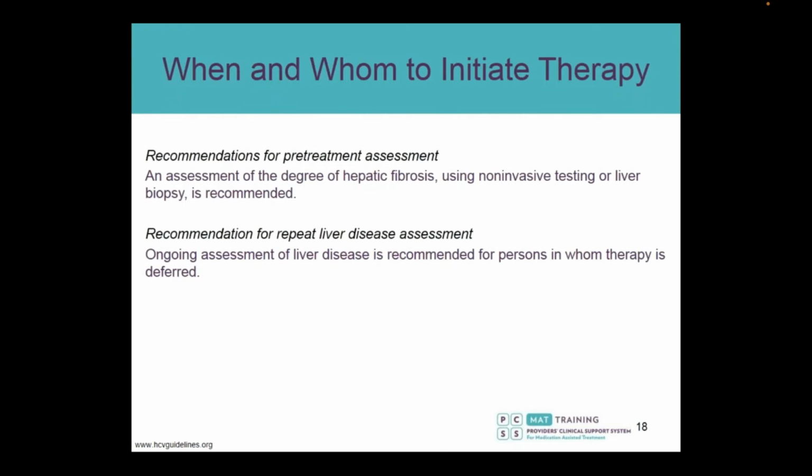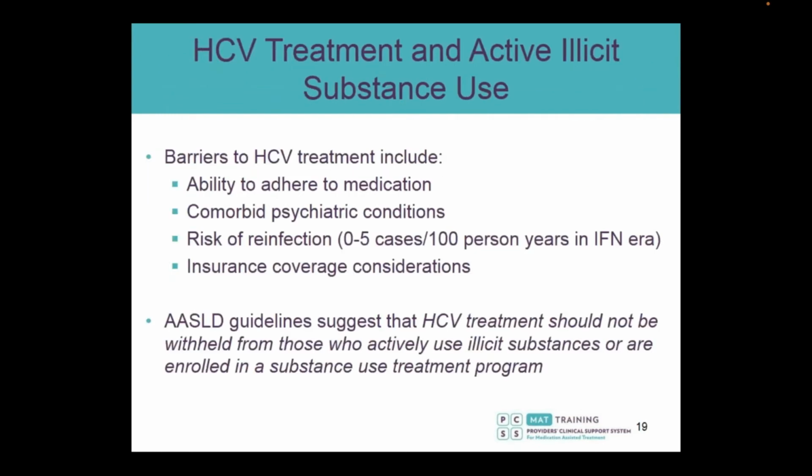We already talked about recommendations for pre-treatment assessment, and ongoing assessment of liver disease is recommended for persons in whom therapy is deferred for whatever reason. So what about treatment in patients with active illicit substance use? Really, the barriers to hepatitis C treatment should include ability to adhere to medication, comorbid psychiatric conditions that may limit the patient's ability to adhere, risk of reinfection, which is thought to be relatively low, and insurance coverage considerations, as the medications are very costly.